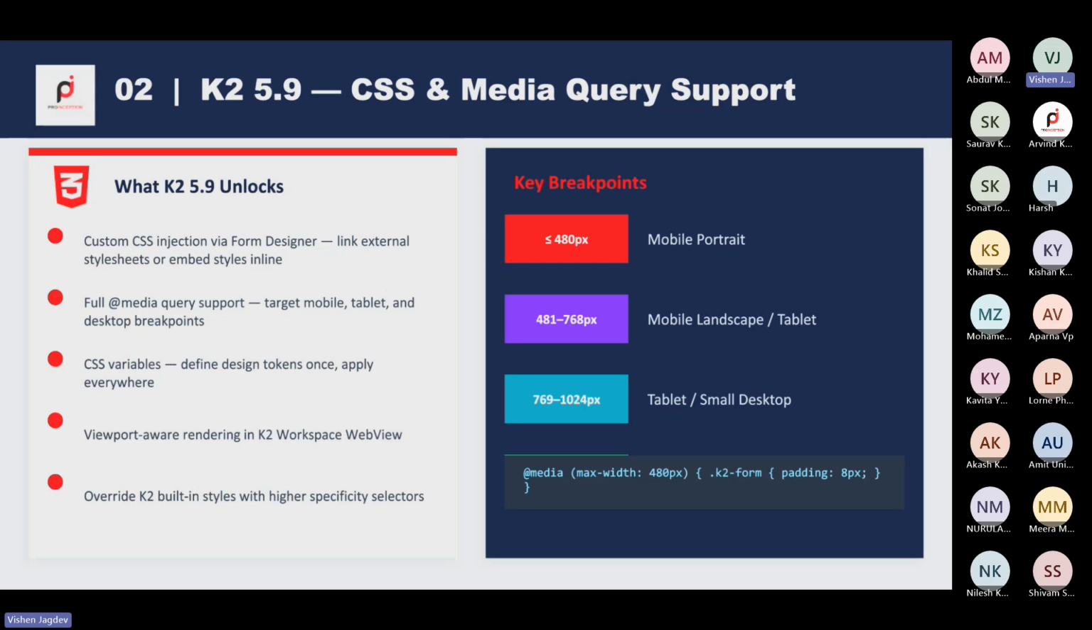This gives us greater control over styling, allows us to override built-in K2 styles where needed, and ultimately helps us build forms that feel modern, polished, and easy to use everywhere. So at a high level, the message here is simple. K2 5.9 moves us from fixed forms to flexible experiences. And that opens the door to truly mobile-friendly smartphones. That was just this slide in a nutshell as well. I'll move on to the next one.